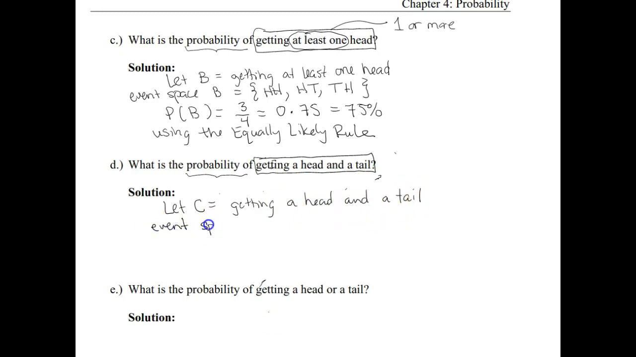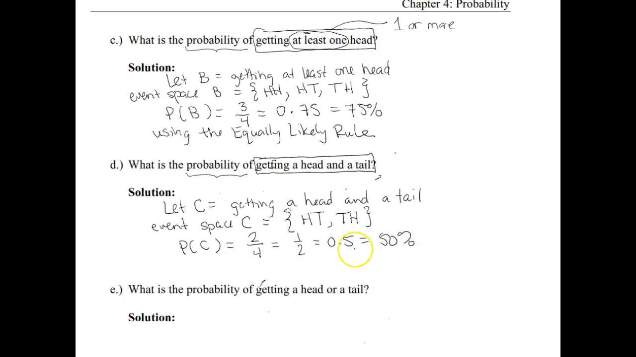So our event space C, we need all of the outcomes where we had a head and a tail. So that would be HT and the outcome TH. So now the probability of event C happening would be 2, because there's 2 things in our event space, out of 4 in the sample space. So again, we could also write this as 1/2, or 0.5, or 50%.